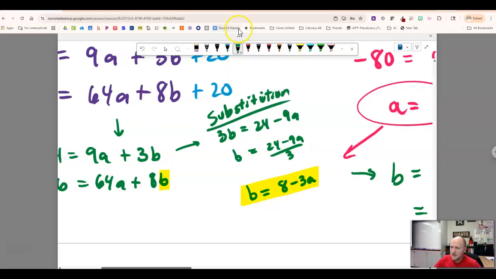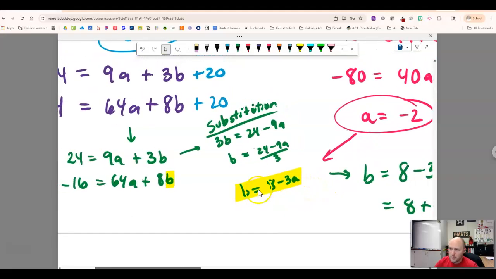Okay, and so I moved the 9a over and then I divided by 3, and so I got b is equal to 8 minus 3a. Remember, when you're dividing two terms by a monomial, you have to divide each term by that monomial. You can't just cancel one of the terms. It's 24 over 3 and it's 9a over 3. So 8 minus 3a, that's b.